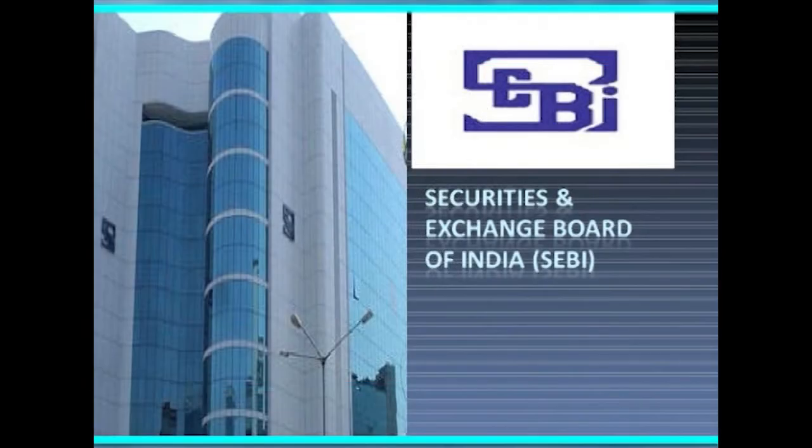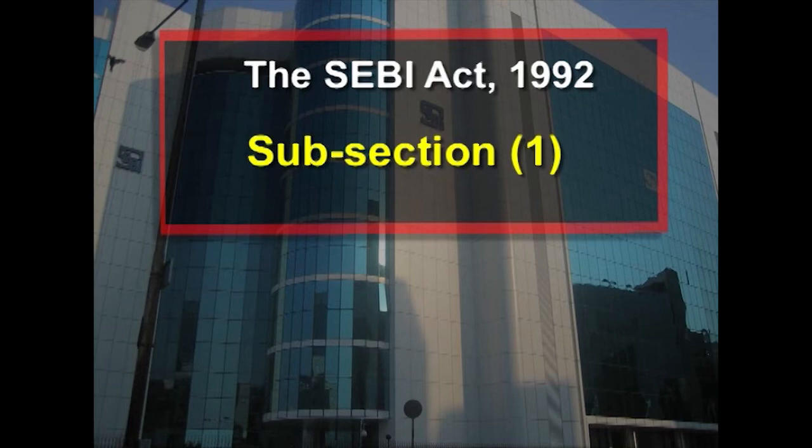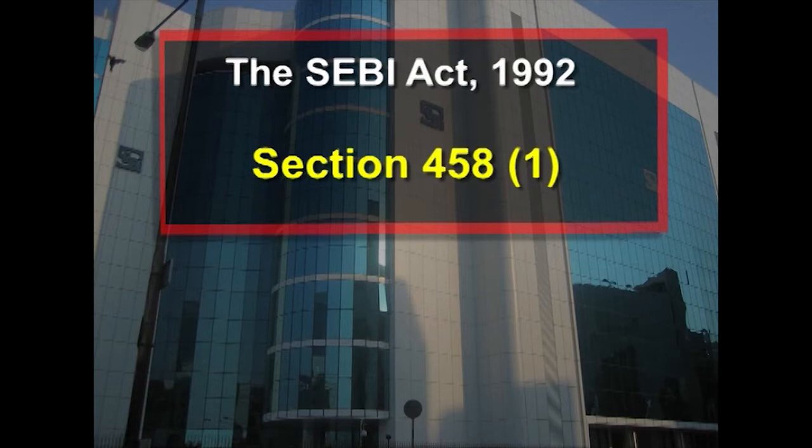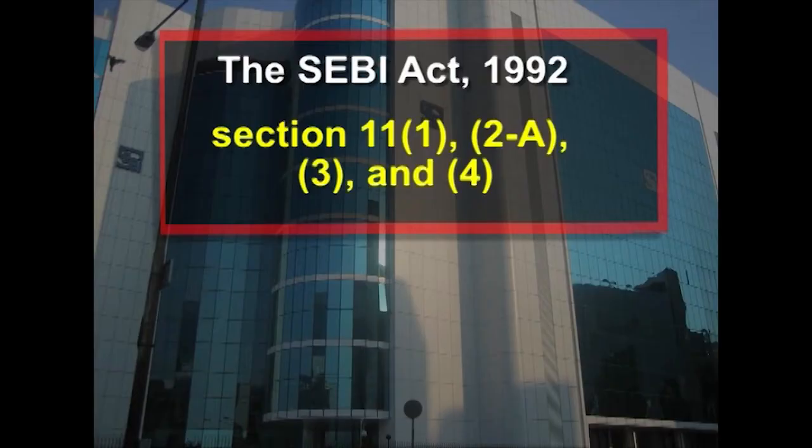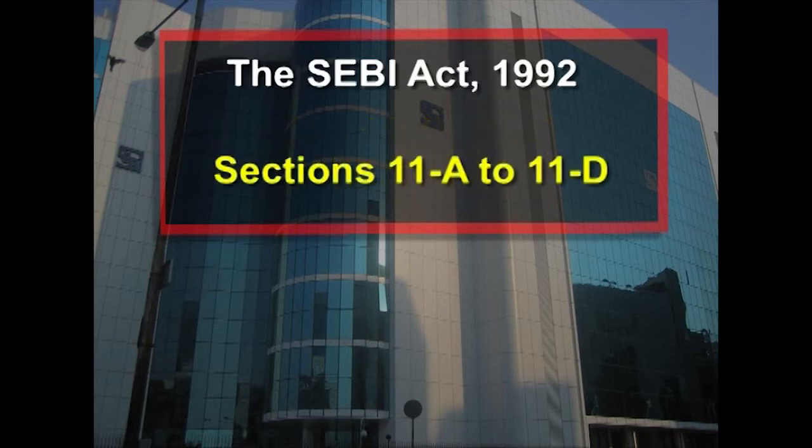SEBI has to exercise the powers in respect of matters specified in subsection 1 and the matters delegated to it under section 458 subsection 1 proviso, and exercise the powers conferred upon it under section 11 subsection 1, subsection 2A, subsection 3 and subsection 4, and sections 11A to 11D of the SEBI Act 1992. The operation of this section is restricted to listed companies and those which are proposed to be listed. In other respects, the powers are to be exercised by the central government.